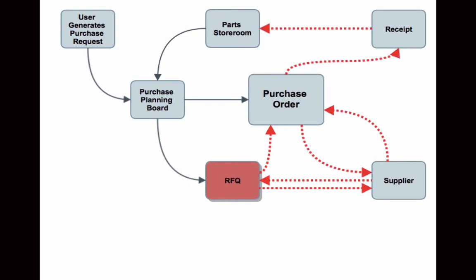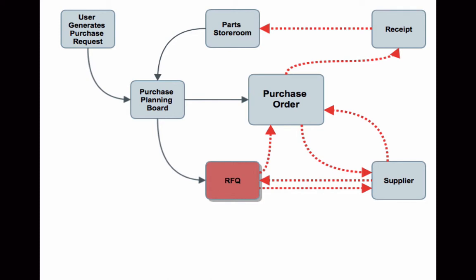It's basically the same procedure for the other two methods. RFQs are just inserted into the steps between purchase request and purchase order in the case where you don't have a price on the item. Once the price is obtained from the supplier, you then proceed with the purchase order as you would normally.